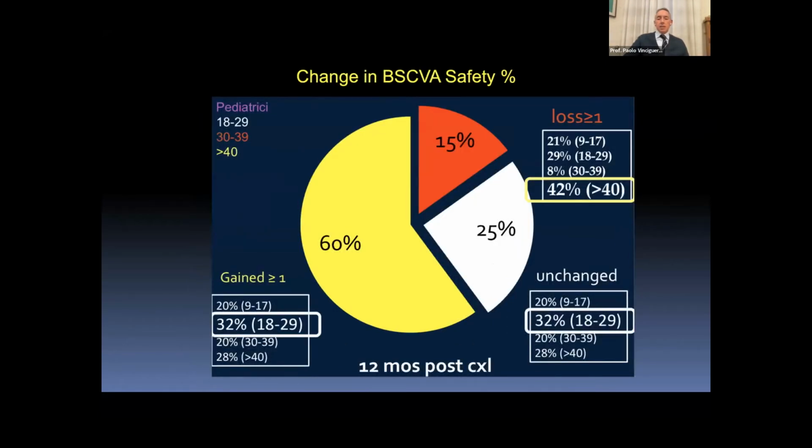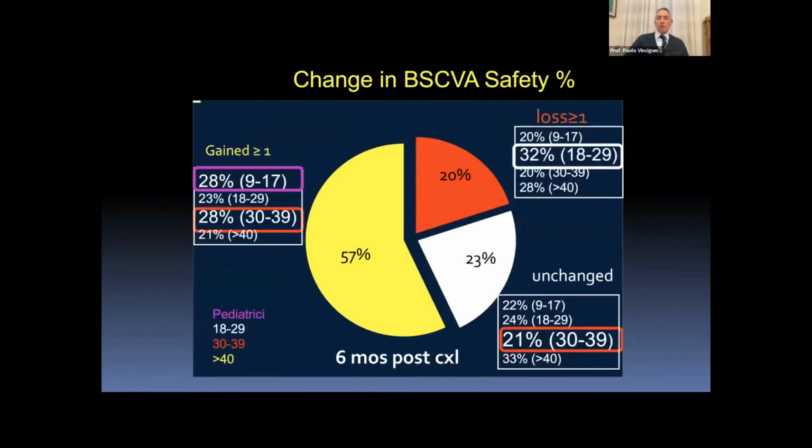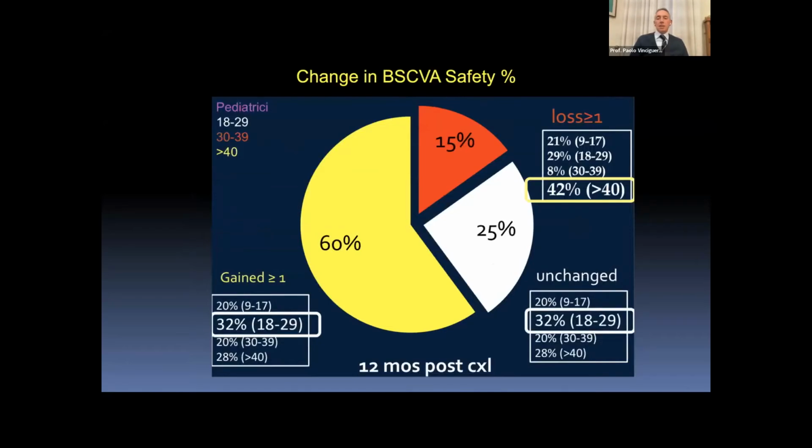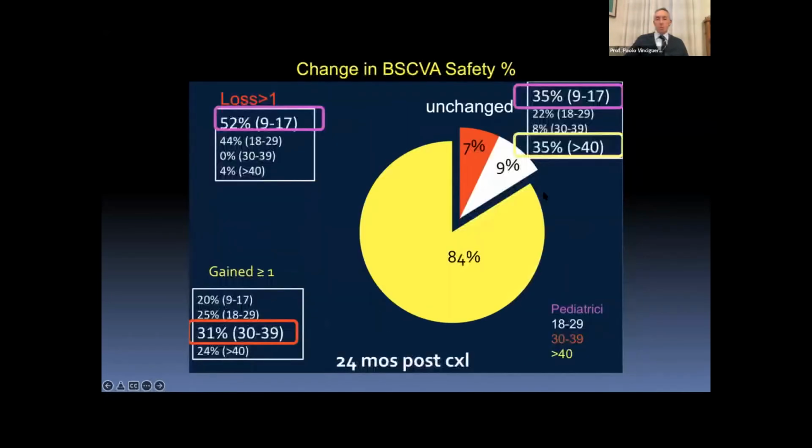And let's see something more. The change in best corrected visual acuity over time. That is the change at 6 months. That is at 1 year. Now at 1 year, the figures change a little bit. Still, we have more people gaining lines between 18 and 29, and the older patients also gain. So the older patient takes more time to improve, even if the patients who lost one line, that is 15% in the general group, were mostly located in the older patients.